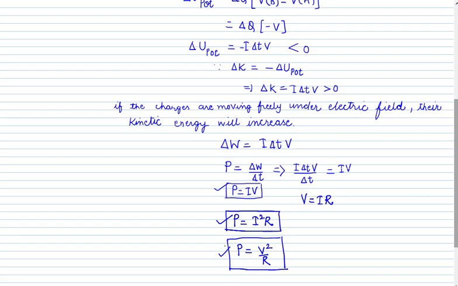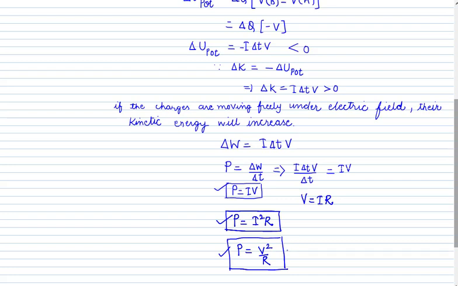Right? So we have calculated the potential energy, and this potential energy has a negative value. So the corresponding kinetic energy will increase, and we say that if the charges are moving freely under the electric field, their kinetic energy will increase. But what happens in the actual conditions if we are using an actual conductor? This energy is dissipated as heat. So whenever you are using a circuit, some amount of heat is produced, and this heat is produced due to the increase in kinetic energy. So we have derived two important formulas, the change in the kinetic energy or the change in the potential energy, and the power, that is the electrical power.